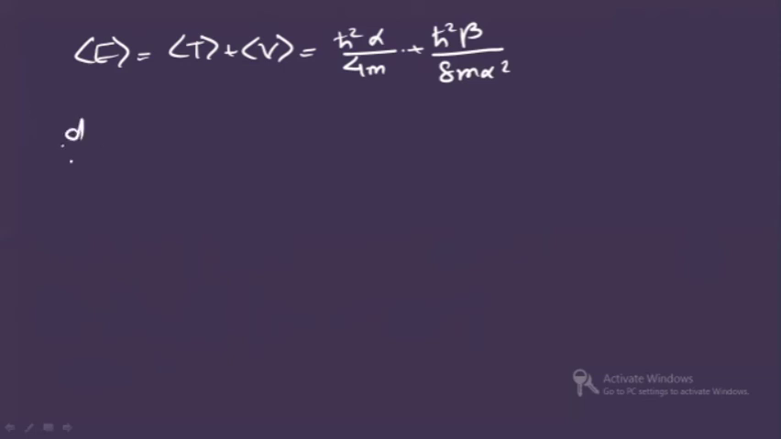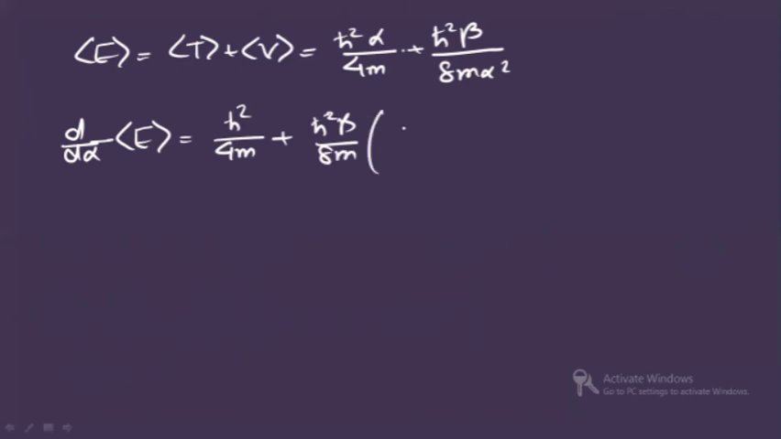Now we will differentiate the average of energy with respect to the parameter given, that is alpha. So d by d alpha of E, it will give you what here? h cut square by 4m plus this will give you h cut square beta by 8m. This is a constant term. 1 by alpha square on differentiation will give you minus 2 by alpha cube. Differentiation you can do yourself, which is equals to 0 I'm putting.